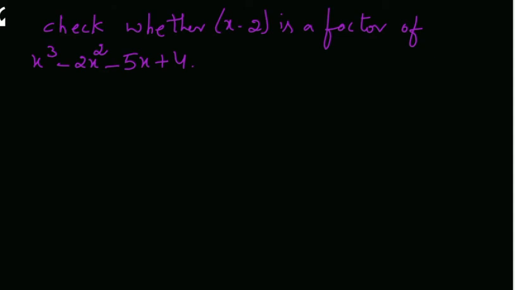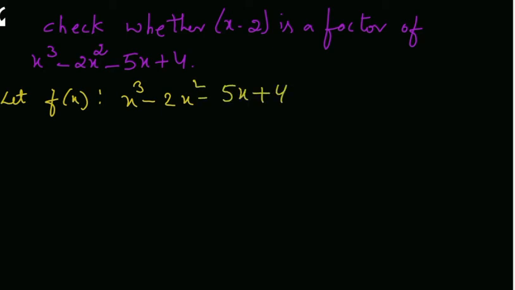See one more question. Check whether x minus 2 is a factor of this or not. Simply, like the previous problem, we can do this. So first, let p of x or f of x be equal to the given polynomial, that is x cube minus 2x square minus 5x plus 4. Then you have to take the divisor, that is x minus 2. So we have to find the 0 of that one.